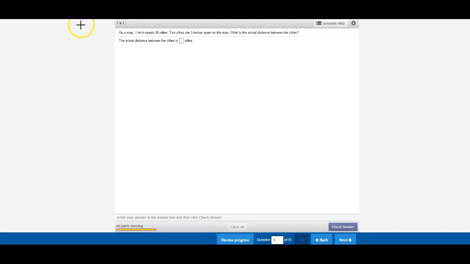So on a map, 1 inch equals 20 miles. Well, there's my very first ratio. So there's my 1 to 20. They gave me my scale factor. Two cities are 3 inches apart on the map. What is the actual distance between the cities? So they're asking for the actual distance. They gave me that they're 3 inches apart on the map.